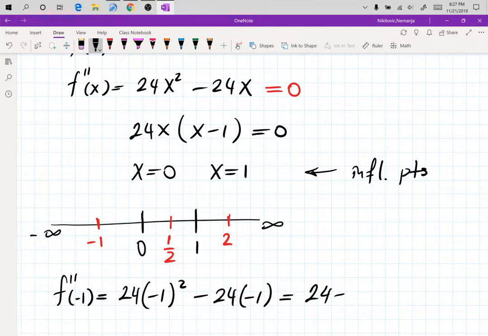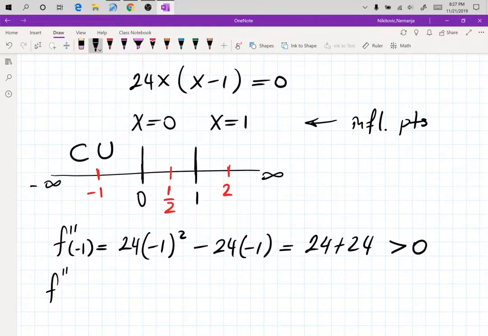This is 24 plus 24, larger than 0. I'm not going to waste energy to add it into 48. I don't care what the value is. I just need to know if it's positive or negative. If I'm adding any two positive numbers, value is positive. I don't care whether the value is 7 or 48. So I'm not going to bother, just bigger than 0. And that means that we have a concave up on the first interval.